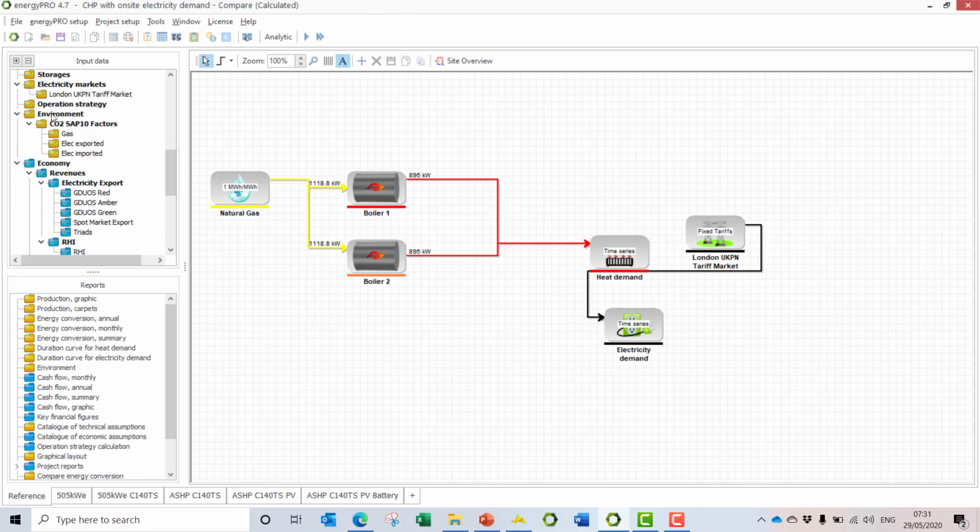You can see also that we've got CO2 emission factors here, which are specific UK ones. So you can set up your own emission factors for gas and electricity, whatever you've got in your project. So let's have a look at when I run this simulation.